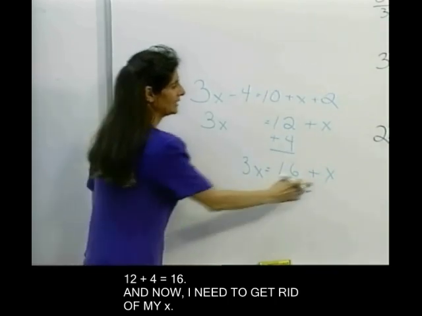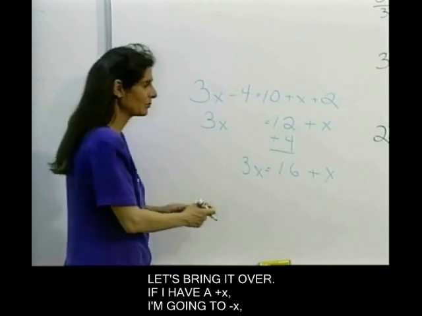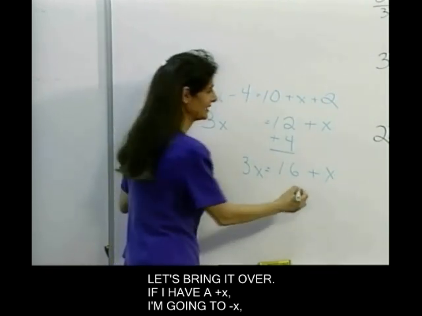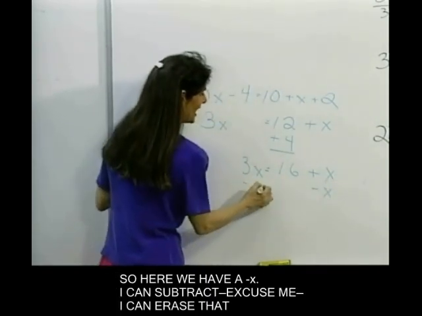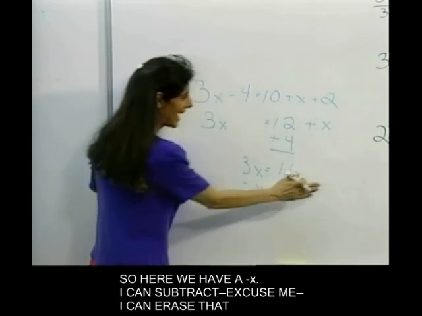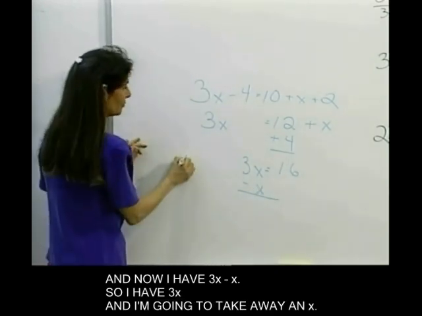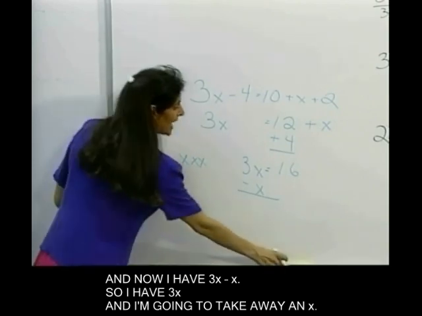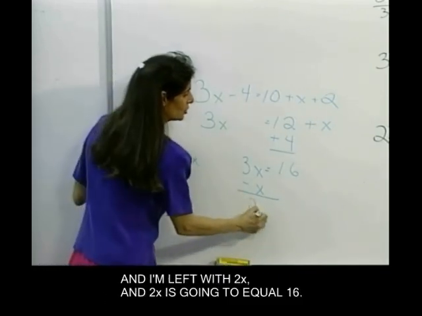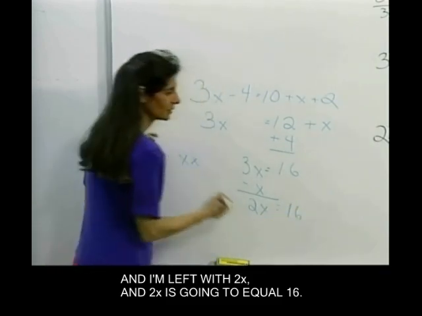And now I need to get rid of my x. The x's should go on this side and the numbers on this side. Let's bring it over. If I have a plus x, I'm going to minus x. So here we have a minus x. I can erase that, and now I have 3x minus x. So I have 3x, and I'm going to take away an x, and I'm left with 2x. And 2x is going to equal 16.